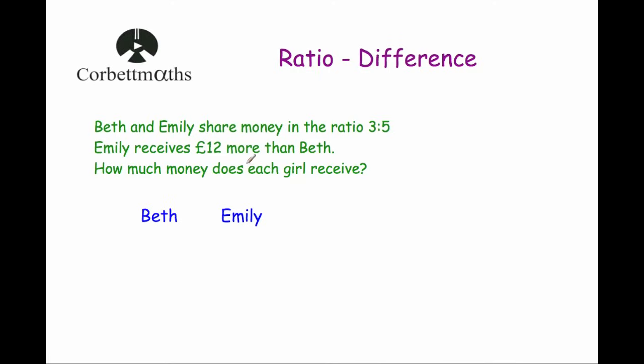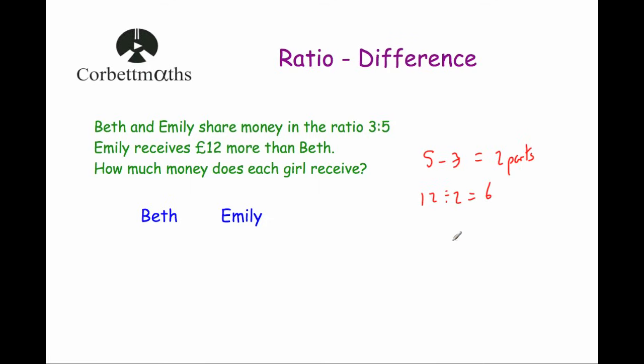Now normally in a ratio question where you're sharing out the total, you'd add together the parts in the ratio. But because in this question we've been given the difference between them, we're going to take away the parts in the ratio. So we're going to do 5 take away 3 is equal to 2 parts. So the difference between them is 2 parts. And we know that 2 parts is equal to 12. So we're going to divide the 12 by 2. So 12 divided by 2 is equal to 6.